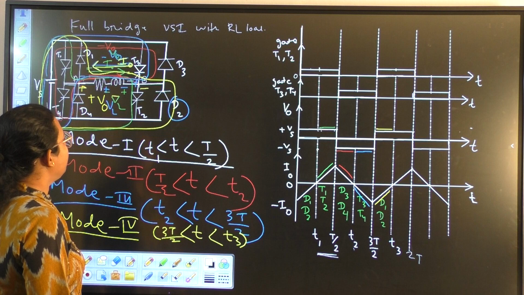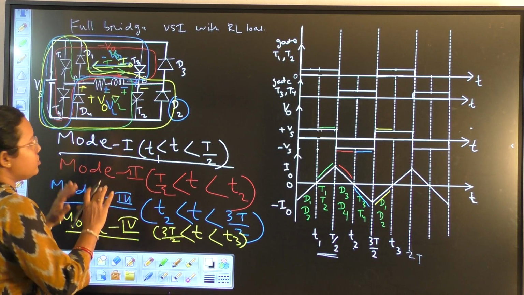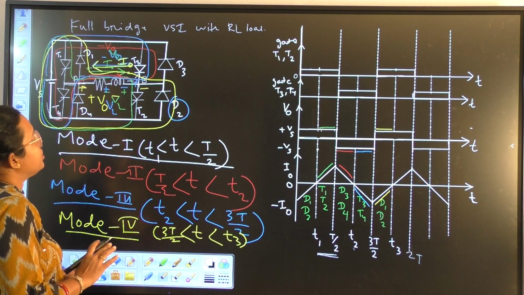Okay, so this is all about the full bridge VSI with RL load.